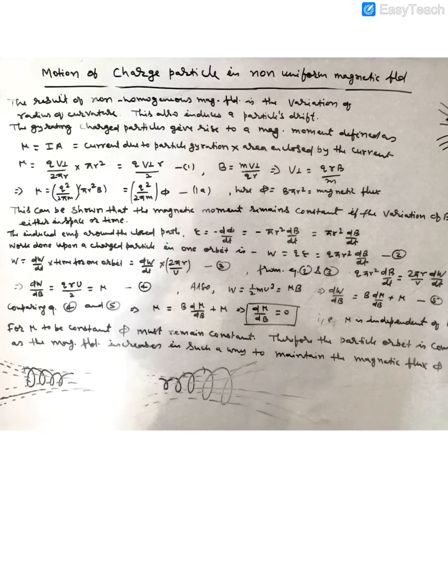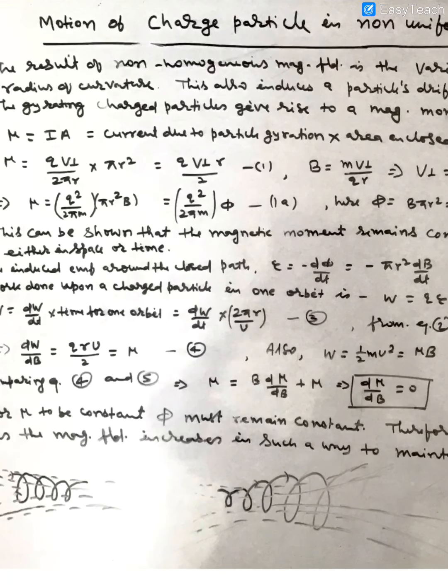Now we will discuss the motion of a charged particle in a non-homogeneous magnetic field. The result of a non-homogeneous magnetic field is the variation of the radius of curvature. This also induces a particle's drift. The gyrating charged particle gives rise to a magnetic moment, and we can define this magnetic moment here.